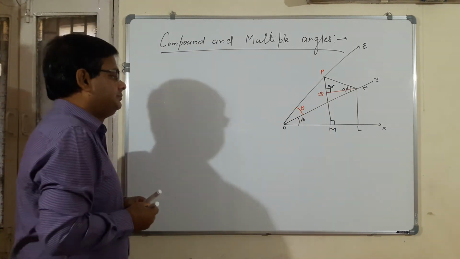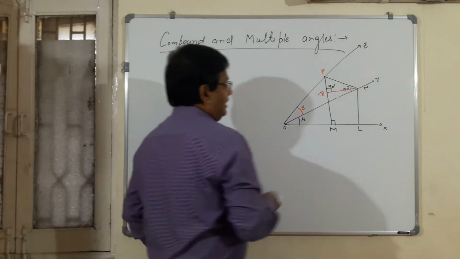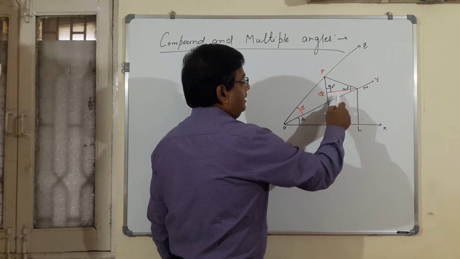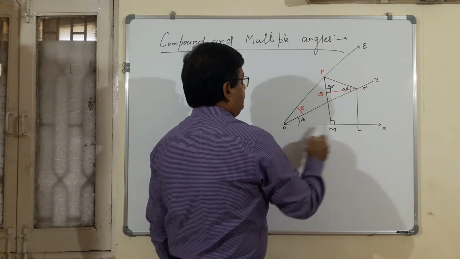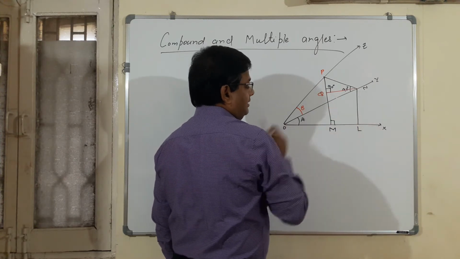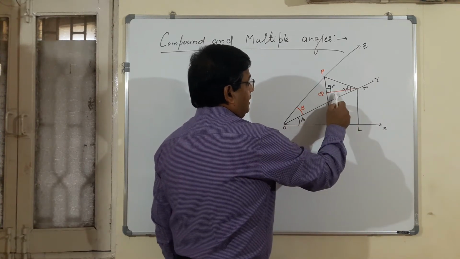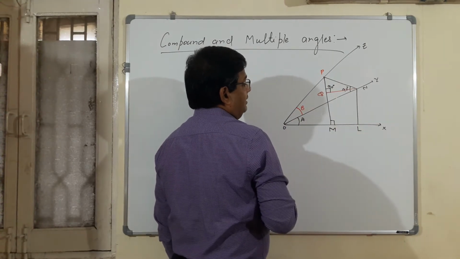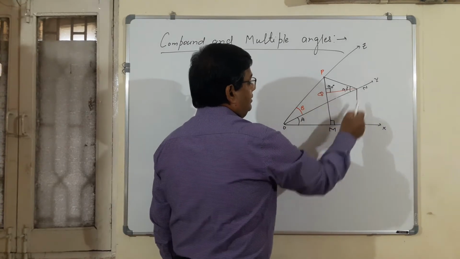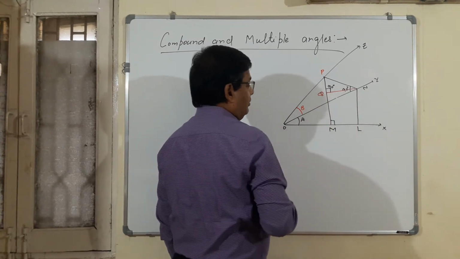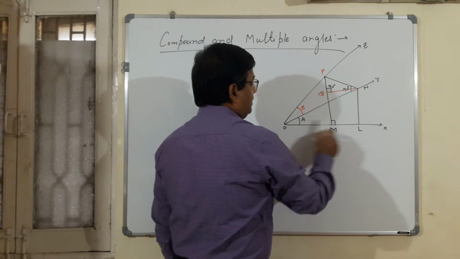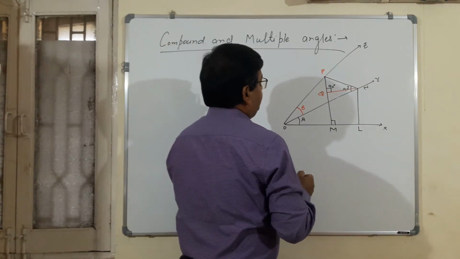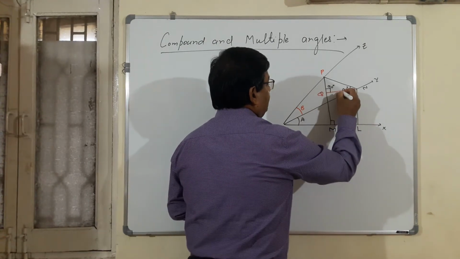Now see here, angle XON is angle A and QN is perpendicular to PM. It means QN is parallel to OX. QN parallel to OX means alternate angles will be equal.